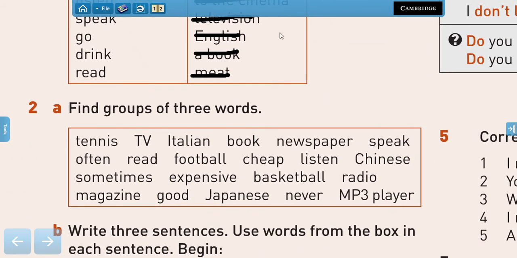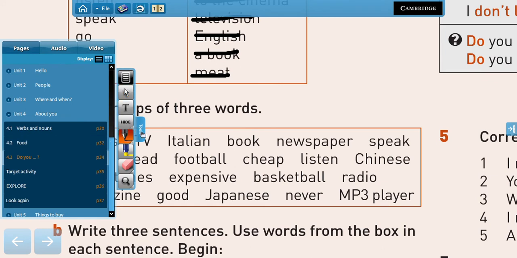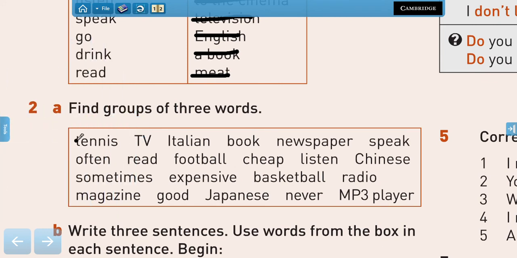Now, find groups of 3 words. So try to classify 3 words in different categories. So, for example, I'm going to do number 1. We have the word tennis. We can group it with football and basketball. And then we have one group which is sports, right? Do the rest and then we check.